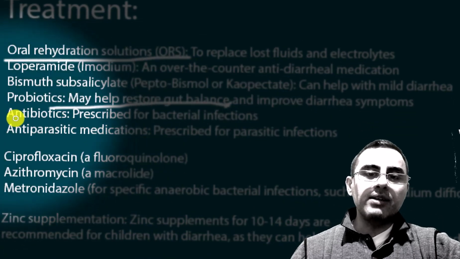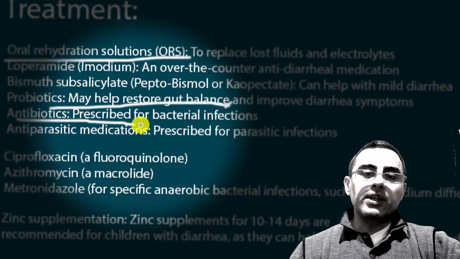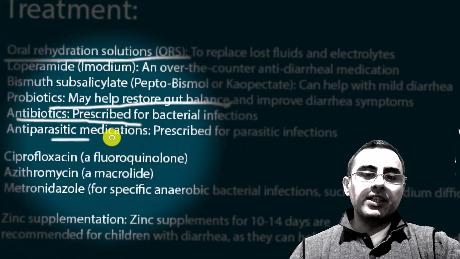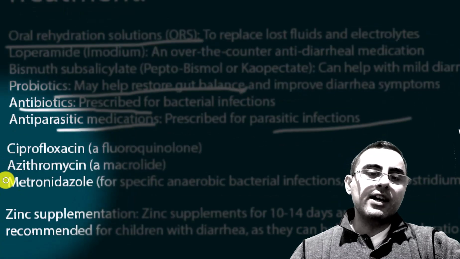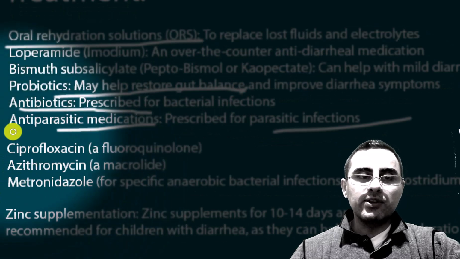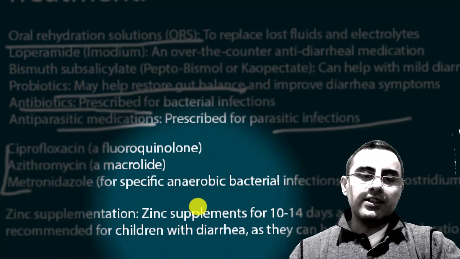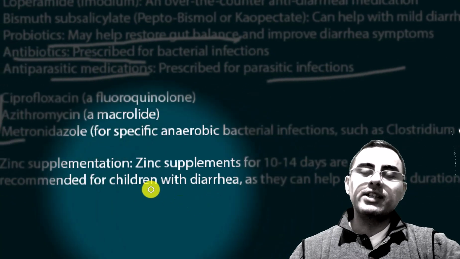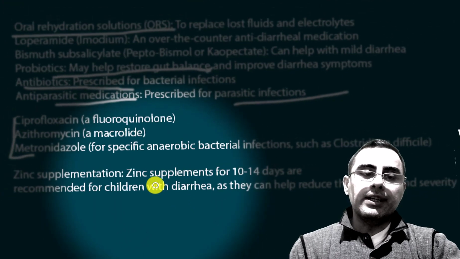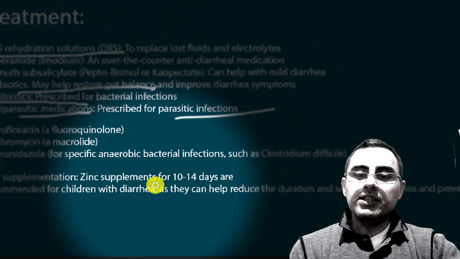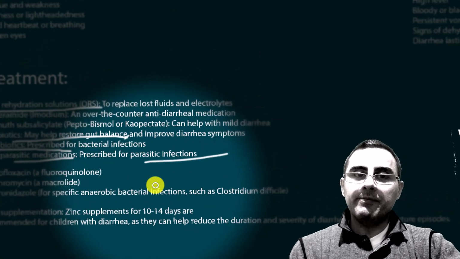Antibiotics are prescribed sometimes if bacterial infection is suspected, and antiparasitic medications if parasitic infection. Ciprofloxacin, azithromycin, and metronidazole are usually empirical treatment. Zinc supplements are also important. Zinc supplementation is recommended especially in children because it can reduce the duration of diarrhea.